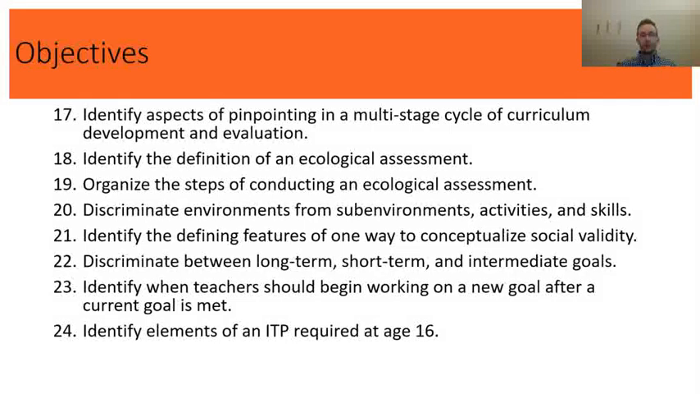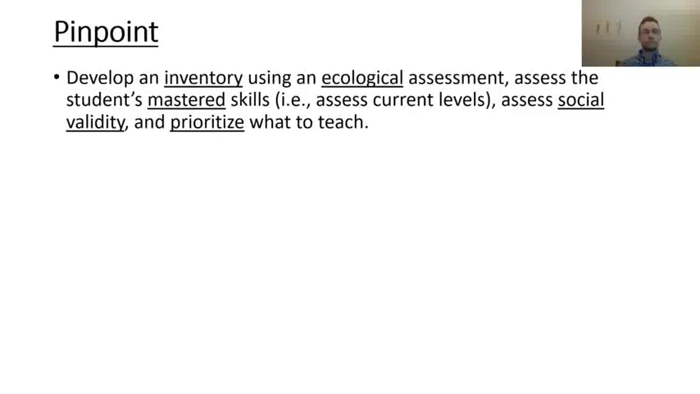21 is to identify the defining features of one way to conceptualize social validity. 22 is to discriminate between long-term, short-term, and intermediate goals. 23. Identify when teachers should begin working on a new goal after a current goal is met. And then 24 is to identify elements of an ITP required at age 16.